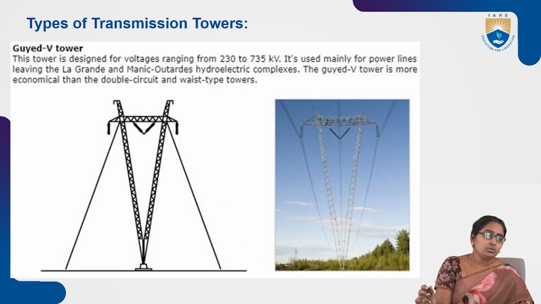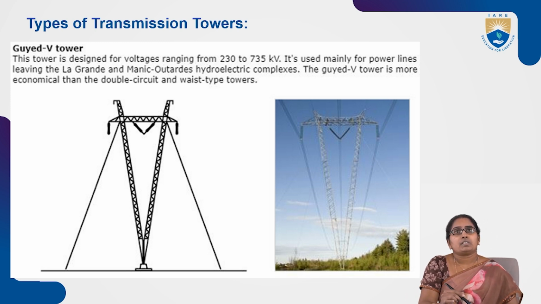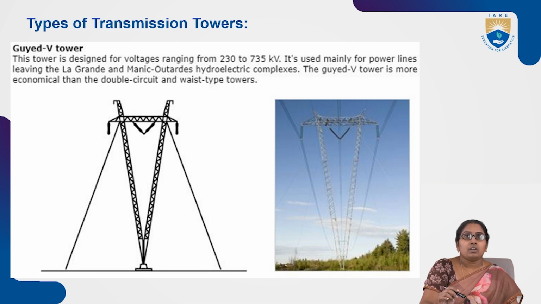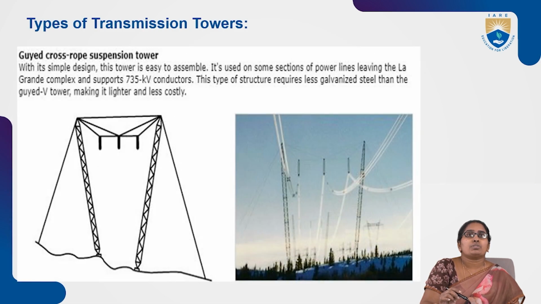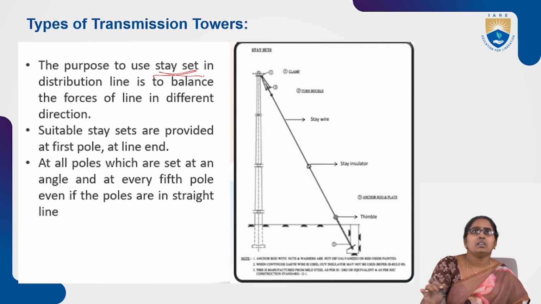There are three more types of towers. The wide V tower, which we see clearly here, is in the shape of a V, used for operating voltages of 230 to 735 kV. Then the guyed cross rope suspension tower. See, its arrangement is like this. It is used for 735 kV conductors. The last one, the purple one, is a stay set.